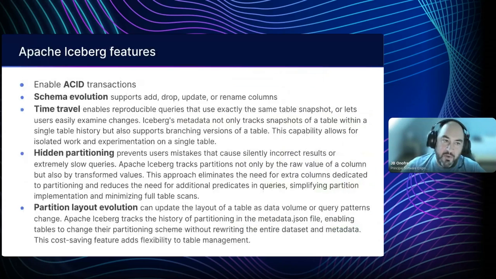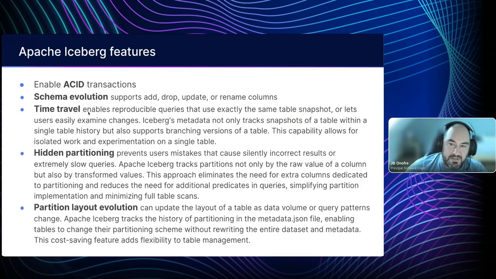And thanks to that, we have different features brought by Apache Iceberg. First, we have ACID transactions, so atomicity, consistency, isolation, and durability. That is guaranteed through the usage of the snapshots and also the catalog. Schema evolution allows you to add, drop, update, or rename columns. So basically change the table schemas.